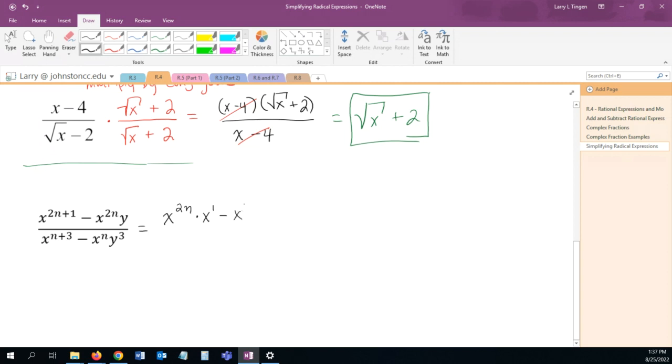Why is that helpful? Hopefully it lets you in on the secret that the first term and the second term both have a factor of x to the 2n. How about the denominator? Once again, they both have an x in it, right? This one has x to the n plus 3, this one has x to the n. Well, using that same logic, I can rewrite x to the n plus 3 as x to the n times x cubed.